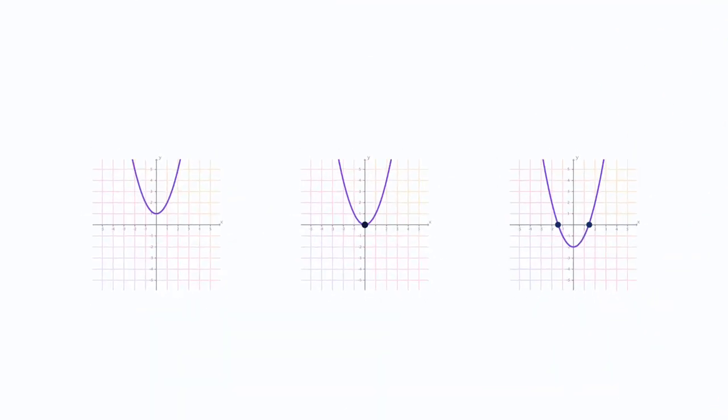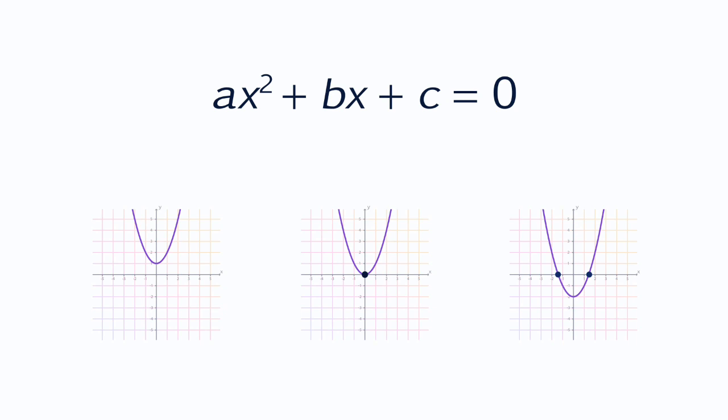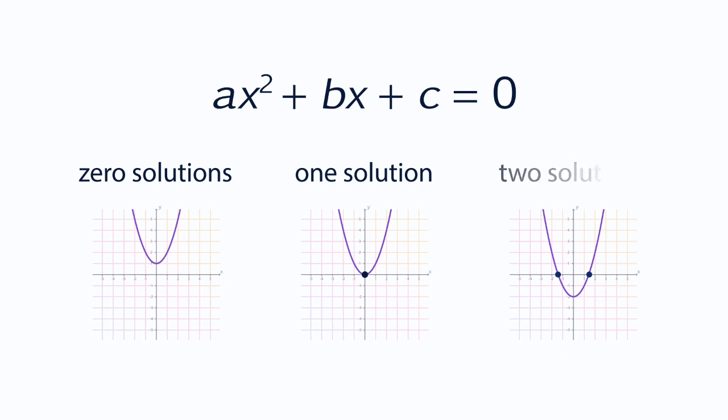Later, you will see that these points of intersection are the solutions to the quadratic equation ax squared plus bx plus c equals 0. They also determine if the equation has 0, 1, or 2 solutions. This is where equation theory and function theory branch into each other.